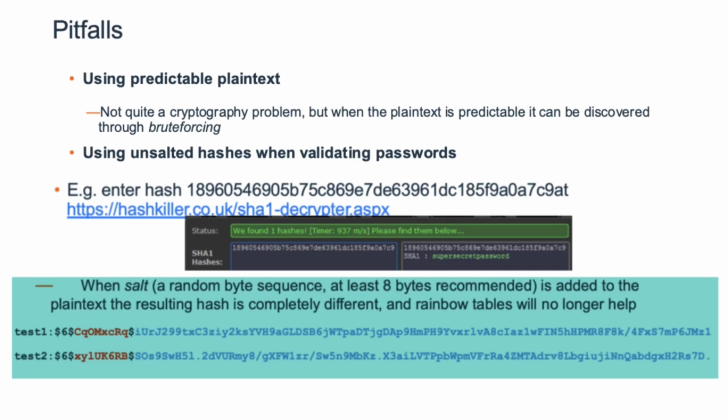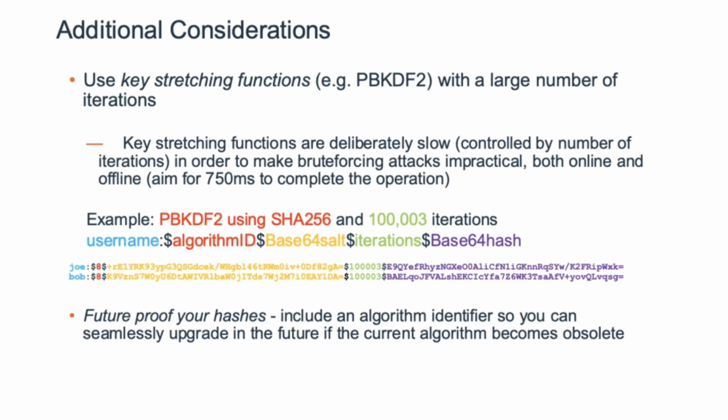But because the salt is used, you see in blue the hash value is completely different. And if salted hash is used, then rainbow tables become impractical. There are some additional considerations when using hashing.